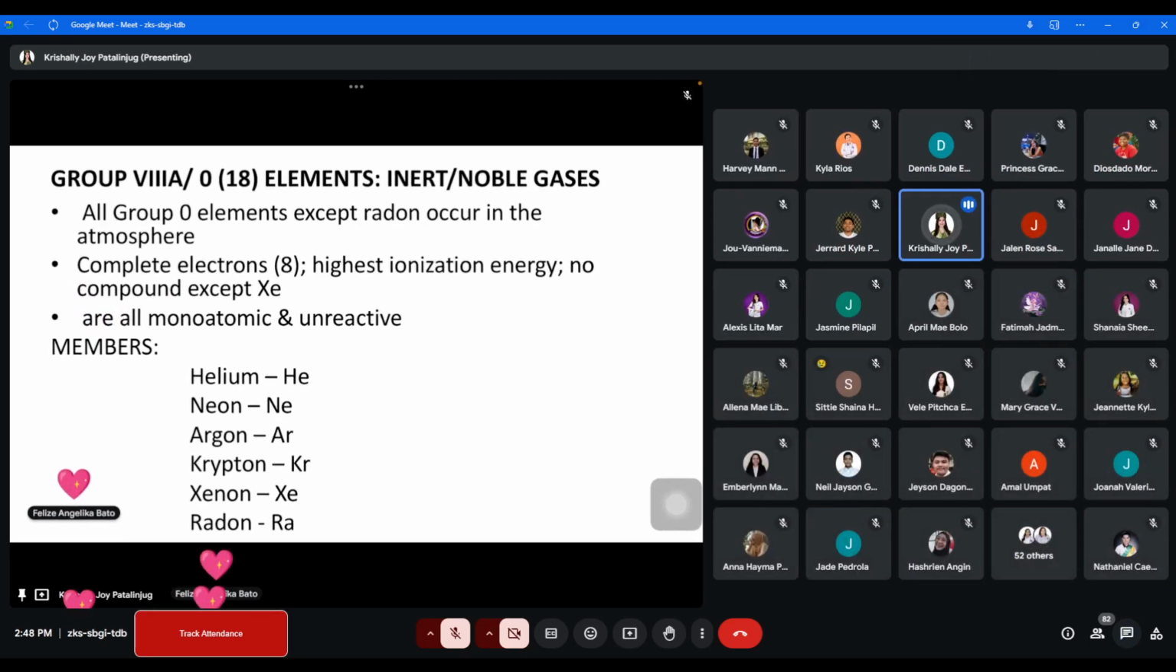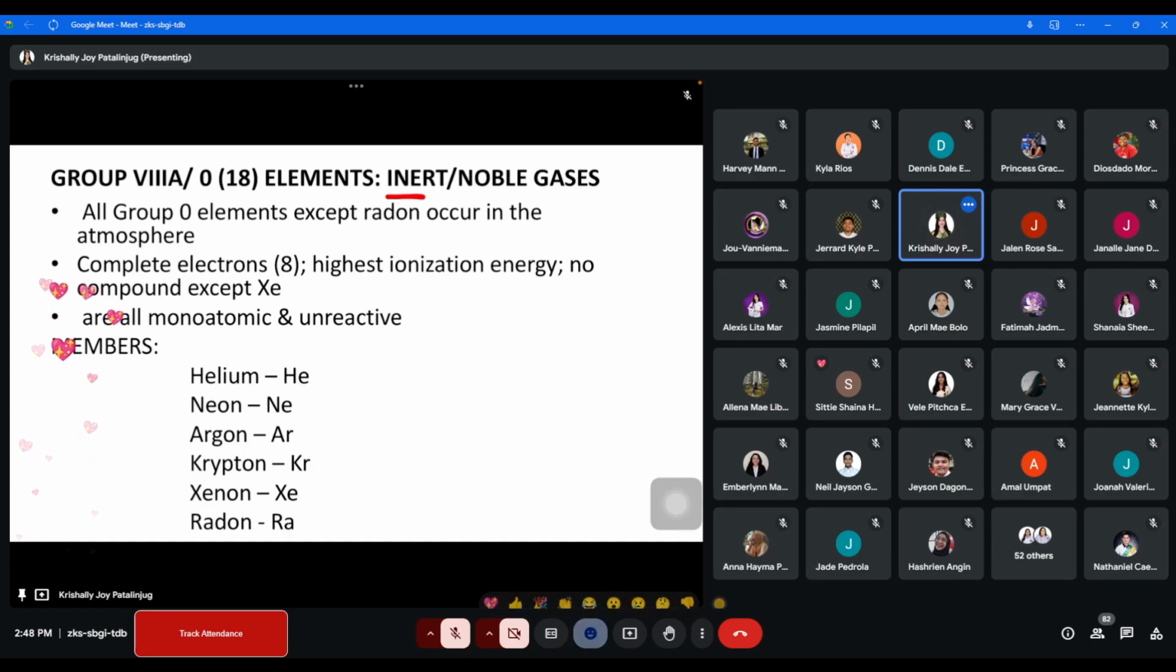Okay, group 8A or group 18 elements. They are known as inert, unreactive at all. They are not reactive at all because they are already stable. They are noble, they are stable. Their last shell is already filled with 8 electrons. That's why they are inert, noble, stable, unreactive. They are also what we call group 0 elements, except radon, because radon occurs in the atmosphere. Okay? So all are monoatomic and unreactive.